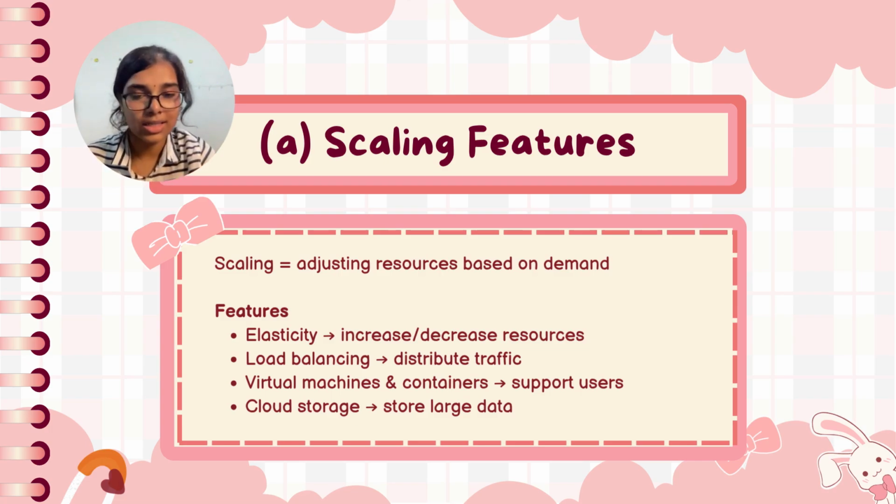When there are more users accessing a system, the cloud will automatically add more resources, such as servers, storage, and processing power. When the number of users drops, it will gradually reduce the resources to save cost. This is basically called elasticity, where the system can expand and shrink based on the demand.